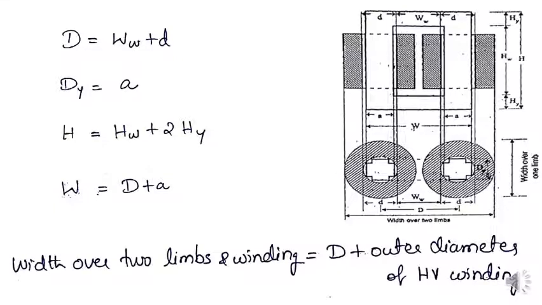Then we'll write the width over two limbs and winding. Earlier we had written the width over two limbs only. Width over two limbs was D plus A. Here, for the width over two limbs and winding, we have to consider the space for winding also. So this is the overall width over two limbs and winding, that is capital D plus the outer diameter of the high voltage winding. The outer winding is the high voltage winding, so the overall diameter of the high voltage winding is the concept.